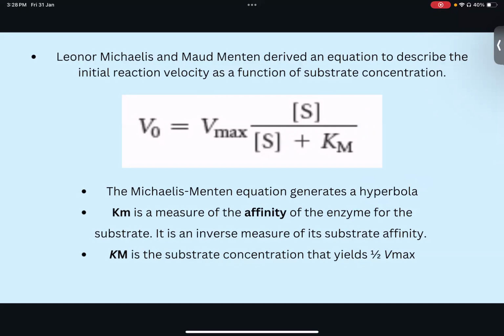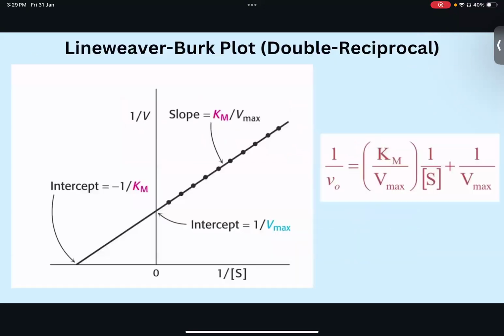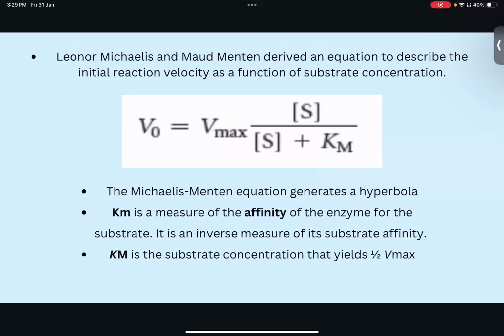Here it says that the initial velocity, V0, equals Vmax times the substrate concentration, divided by the substrate concentration plus the Km. So what do we mean by Vmax? Vmax, we said, is when all the enzyme's active sites are occupied, and Km is the amount of substrate needed to reach half Vmax. So how much substrate are you going to need to reach half of the Vmax? That is Km. It also measures the affinity of the enzyme for the substrate. Okay, so this is for Michaelis-Menten.